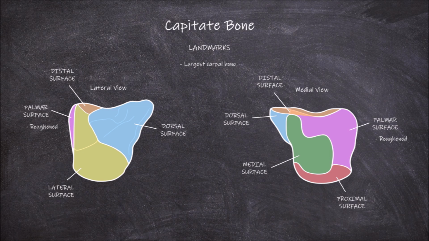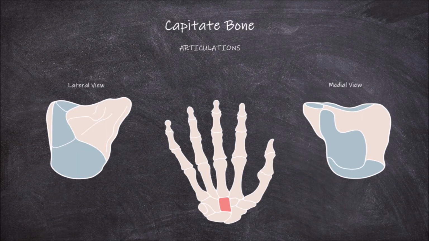Let's now take a closer look at the other bones this bone articulates with. This bone articulates with 7 other bones. The first of these articulations is with the trapezoid bone. The distal facet on the lateral surface of the capitate bone articulates with the facet on the medial surface of the trapezoid bone. The second articulation is with the scaphoid bone.